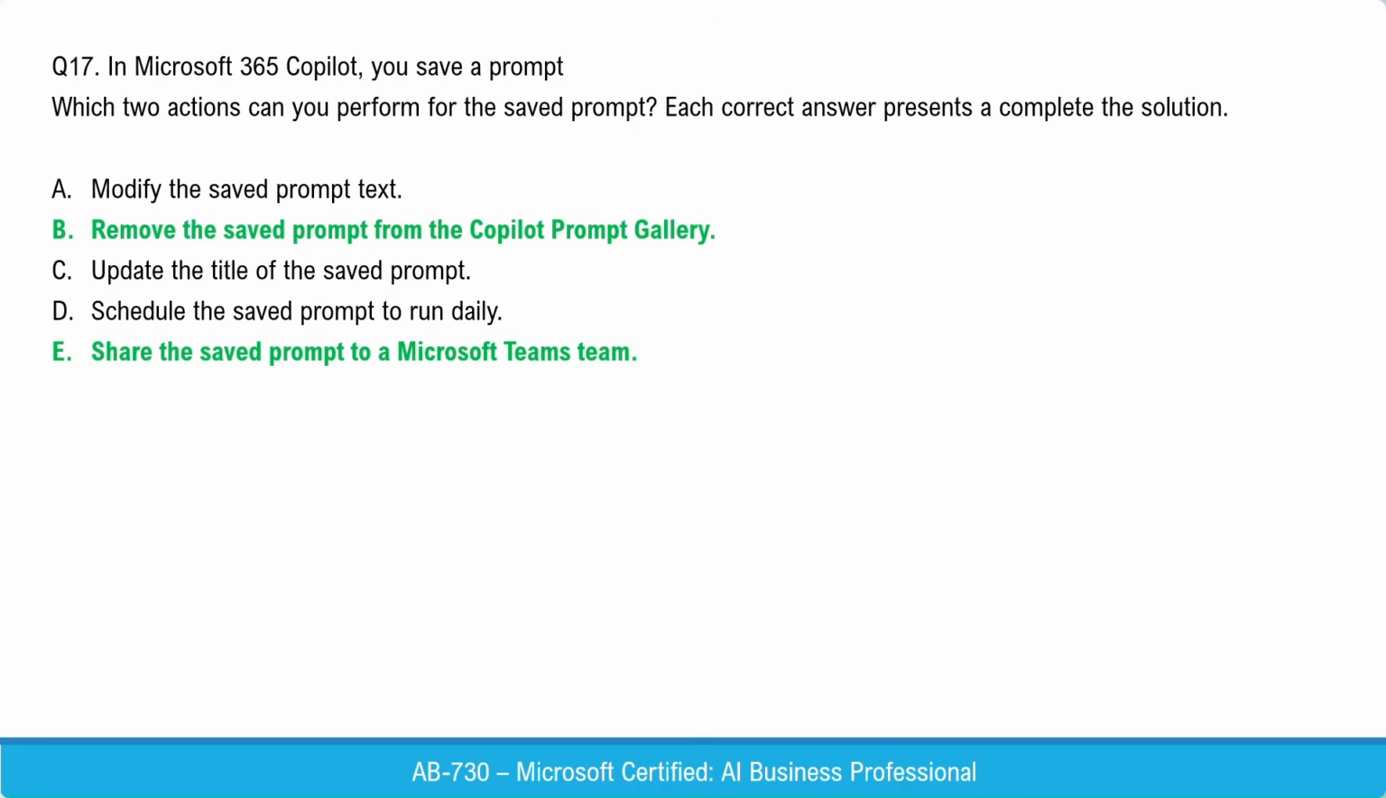Now let's eliminate the incorrect options. Option A says you can modify the same prompt text. While this sounds logical, saved prompts are not designed for direct editing like documents. Option C says you can update the title. Again, this is not a supported direct action in the prompt gallery. Option D says you can schedule the prompt to run daily. This is not a Copilot feature. Scheduling and automation belongs to tools like Power Automate.